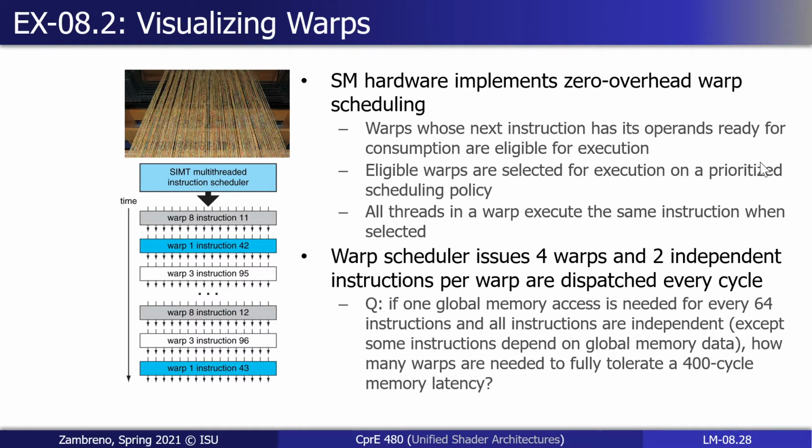And the math is a little complicated by the fact that we're doing 4 warps at any given time. So for every cycle, we're executing 4 warps and 2 such instructions per warp. That means 8 instructions we're executing every cycle, and every 64 instructions we're having a miss or need to access off-chip memory. That means that every 1/8 of the time, we're having to tolerate a 400 cycle memory latency.